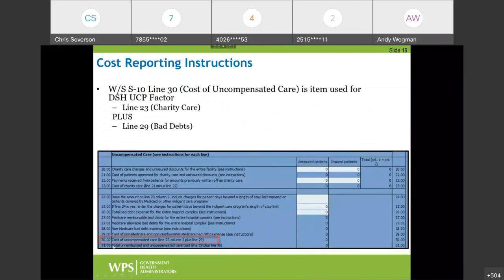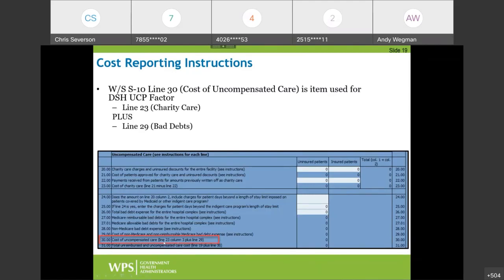Just a summary at the very end. Line 30 of worksheet S-10. This is the ultimate number that's going to be used to determine that factor 3. So essentially every hospital, their line 30 is added together to get the total amount of charity care, and then each individual hospital, their amount is divided by that total amount to get their share of it. That's what the factor 3 essentially is.